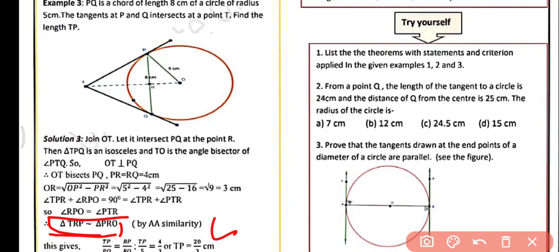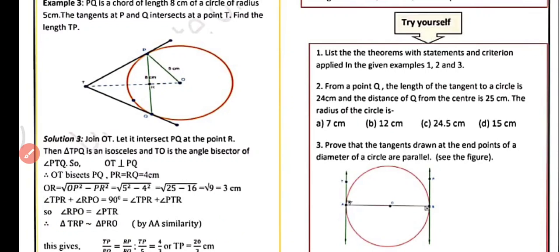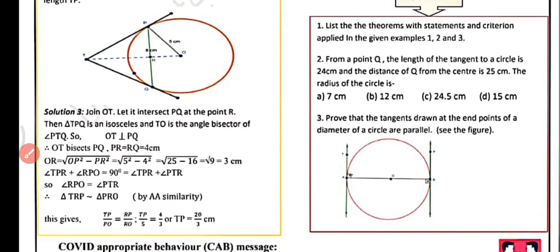Here it is TRP. This one triangle and second one is PRO and this is triangle. So these two triangles are similar by angle-angle similarity criteria. ये दोनों triangle आपकी angle-angle similarity criteria से क्या हो जाती हैं? Similar हो जाती हैं. So that हम इनका ratio equal कर सकते हैं. And you can see here TP upon PO equals to RP upon RO.